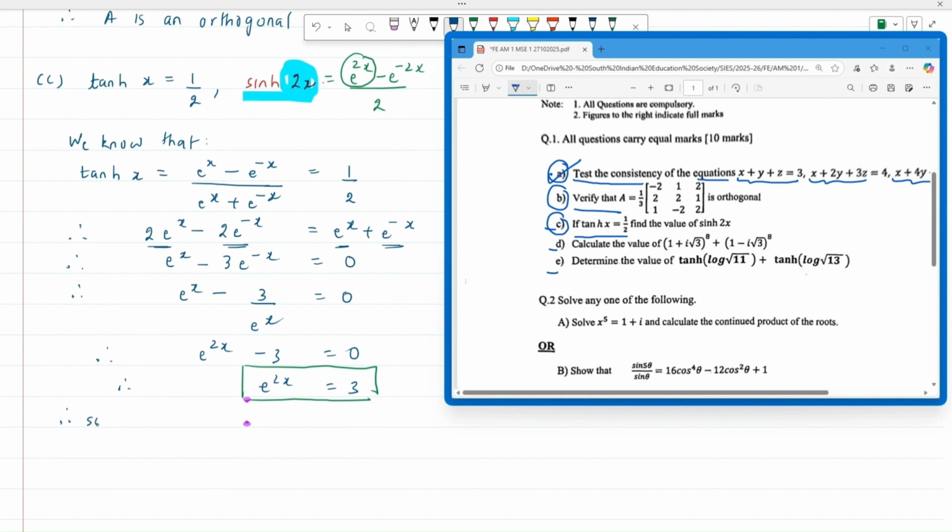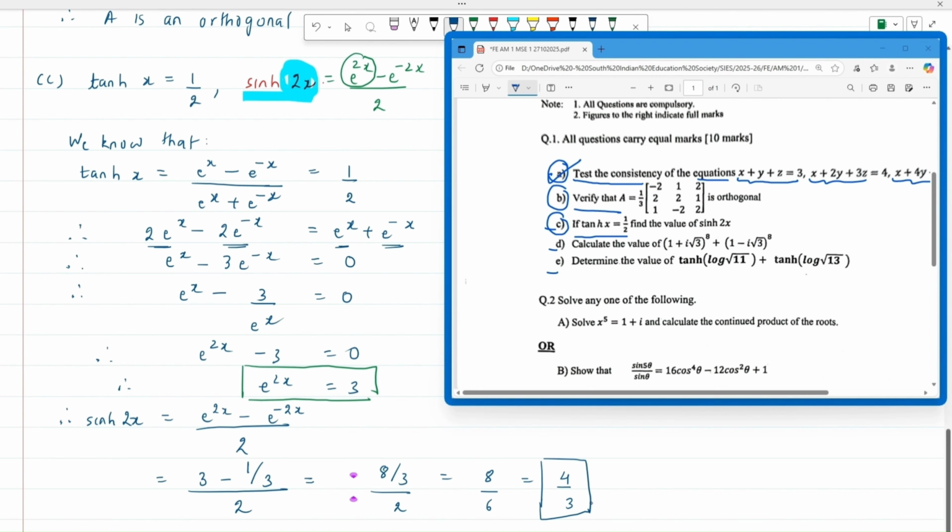So therefore, sine hyperbolic of 2x is given as e raised to 2x minus e raised to minus 2x upon 2. This can be evaluated as 3 minus, now e raised to minus 2x, again, it's going to be the reciprocal. So this is going to be 1 over 3, divided by 2. Now simplifying the numerator, we are going to get 8 by 3 over 2, and this is reducing to 8 over 6, which is ultimately 4 by 3. Thus, this is the final value which we are looking out for. So that's how you do question C.